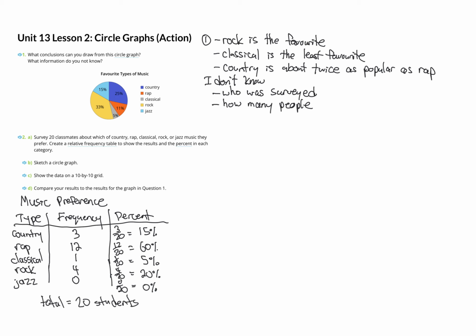Okay, so we've completed number 2, which was to do a survey of our classmates, and we did a pretend survey. I'm just going to label this as number 2. There we go. And that was 2A. So B is sketch a circle graph.